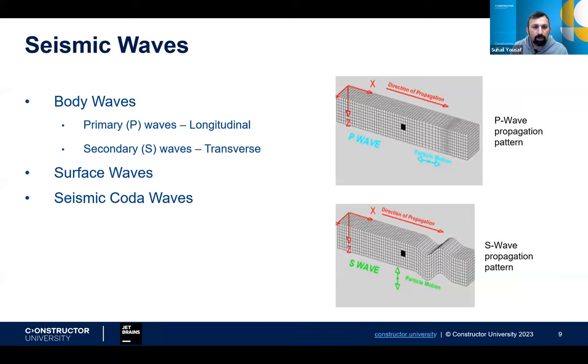We call them the primary waves, the P waves. By nature, they are longitudinal. And then we have secondary waves, the so-called transverse waves. After these two waves, a third group of waves of the same event propagates, and that's called the surface waves. And after the surface waves, we have the so-called seismic coda waves, which are the aftershocks. But one event basically consists of the primary waves, secondary waves, and the surface waves.